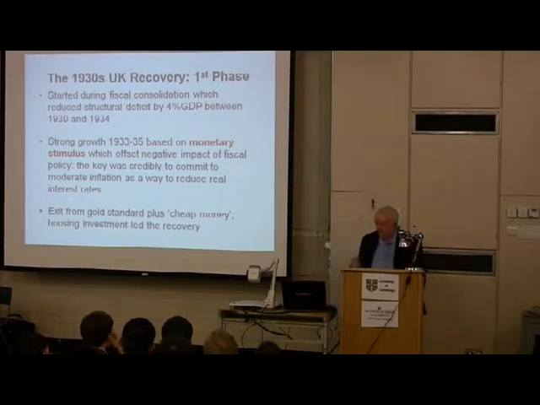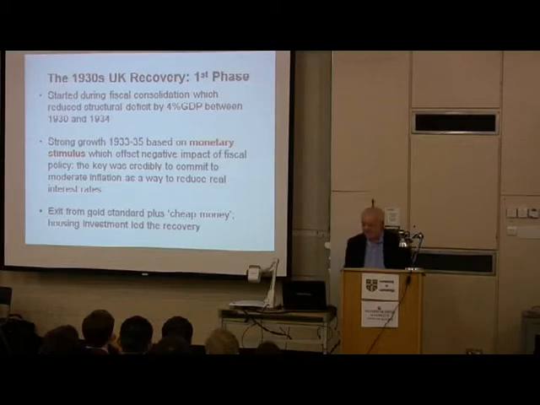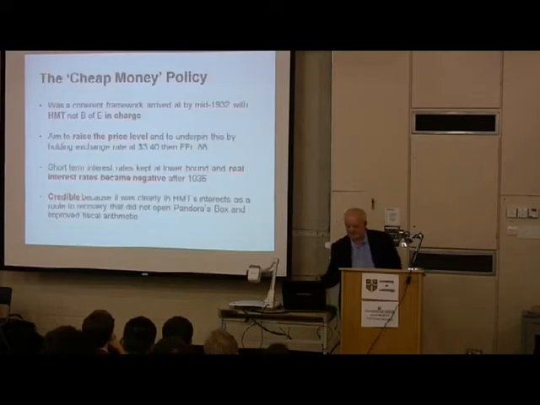UK recovery, I've already said, was pretty strong. Insofar as policy was involved, I think many people would see the main policy in the first phase of recovery as being monetary stimulus, which probably offset negative effects from fiscal policy. Exit from the gold standard allowed that, and housing investment was probably a major part of the transmission mechanism.